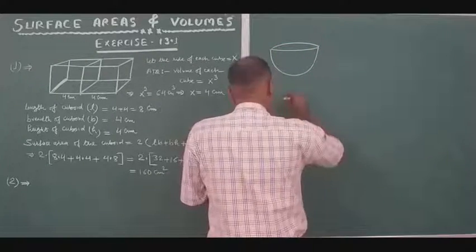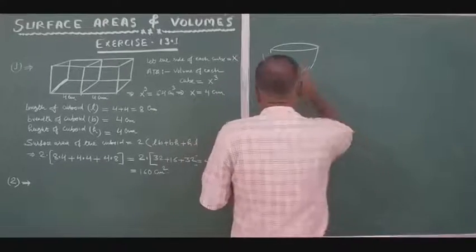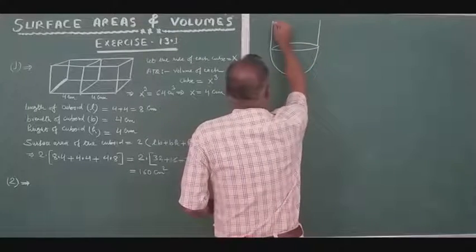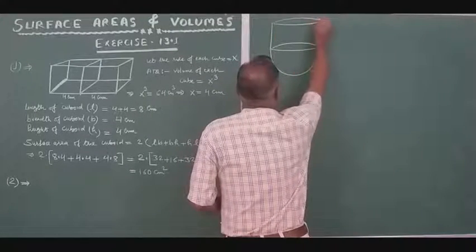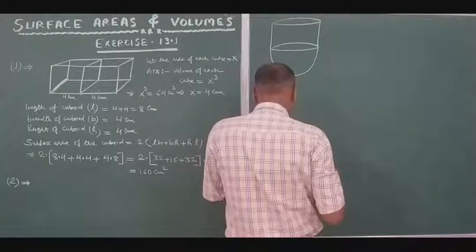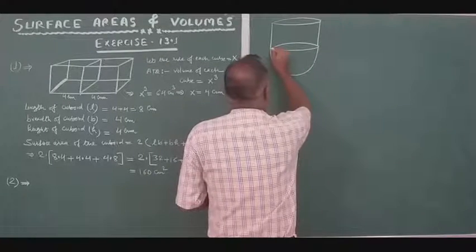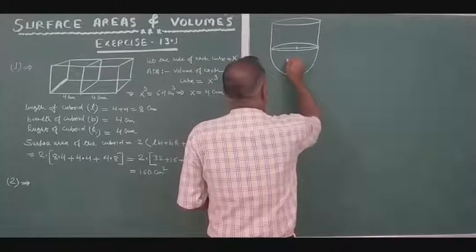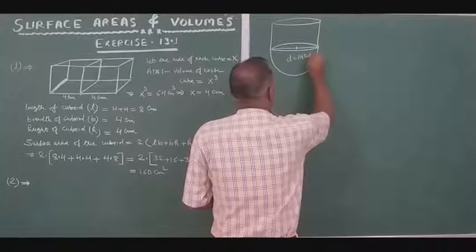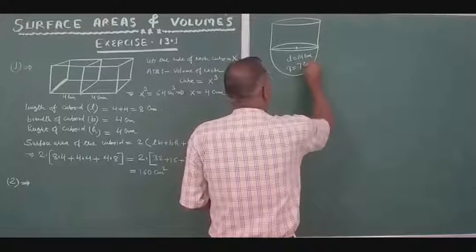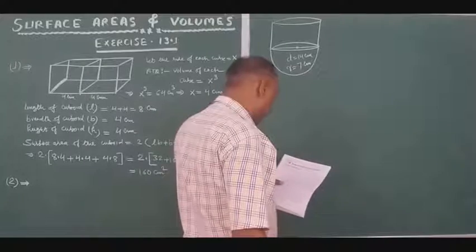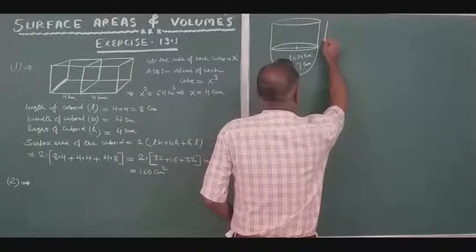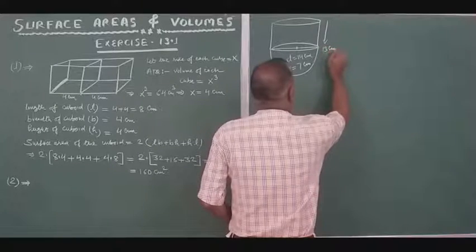So it has a hollow hemisphere, mounted by a hollow cylinder. The cylinder is here, placed on top. You are given that the diameter of the hemisphere is 14 centimeter. Therefore, the radius will be 14 upon 2, which is 7 centimeter. And it is given that the total height of the vessel is 13 centimeter, from here to here.